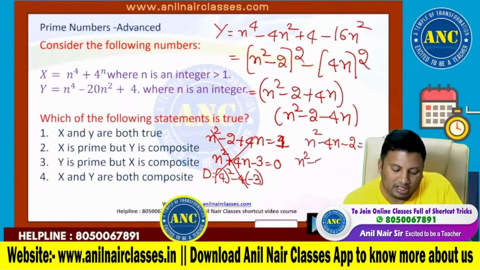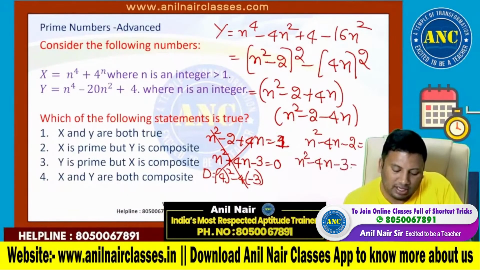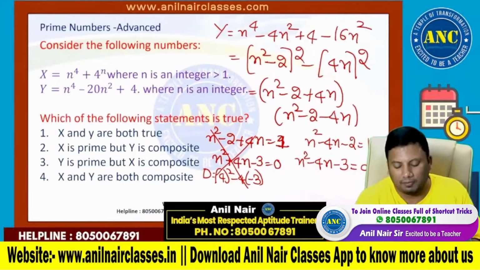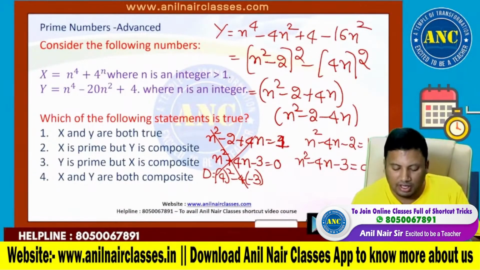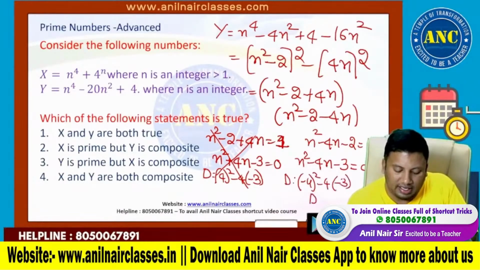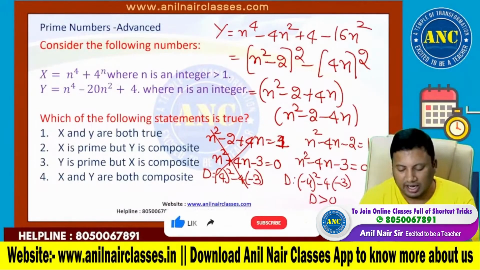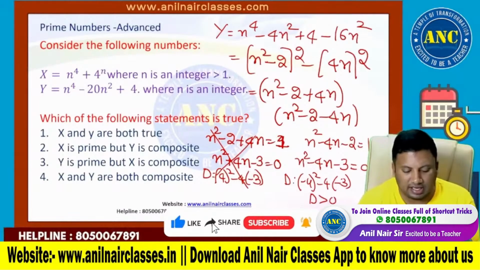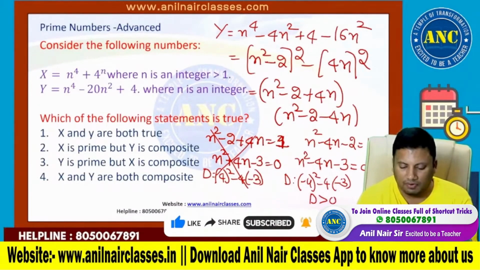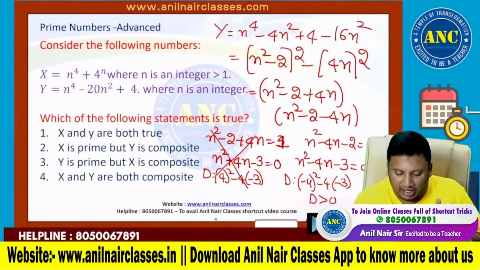Now n square minus 4n minus 2 equivalent to 1, so n square minus 4n minus 3 equivalent to 0. Again D is b square minus 4ac, and again D is greater than 0. The discriminant is greater than 0. If n is any integer it is forming, then that value will be the answer.